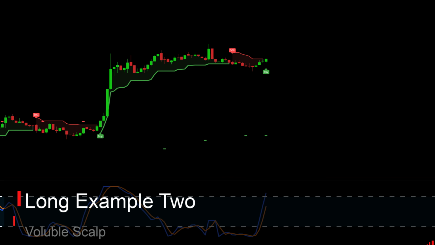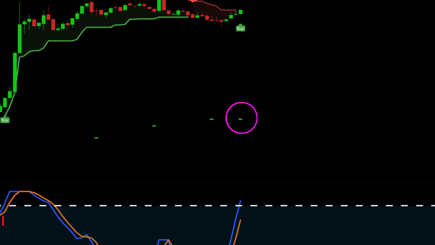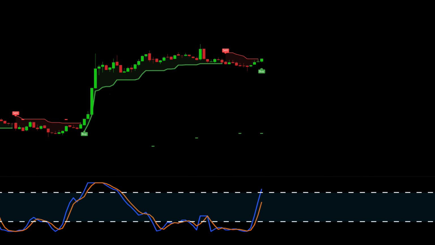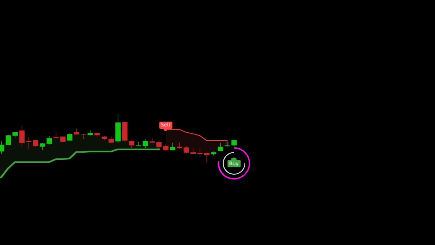I have one more long example. First, we can confirm a 1 hour bullish super trend, which are these green dots. Second, there is hidden bullish divergence on the stochastic RSI, a higher low on price and a lower low on the oscillator. Sometimes it can be hard to spot divergences with this particular indicator, but at the end of this video, I will share some ideas on how to make it clearer. Finally, we get a 5-minute super trend buy signal. Everything converges on this candle and it serves as our trigger.